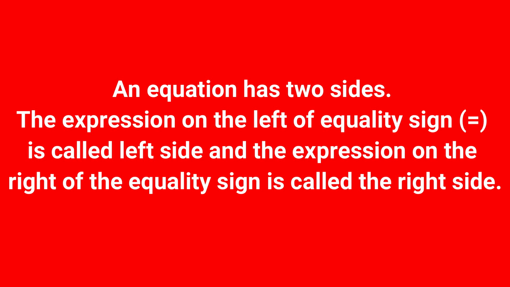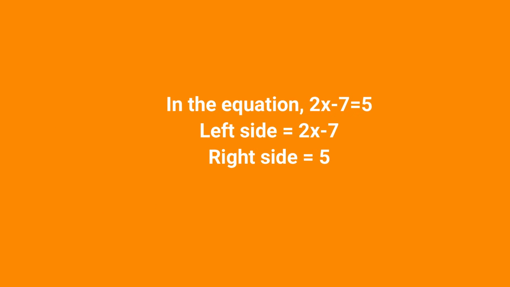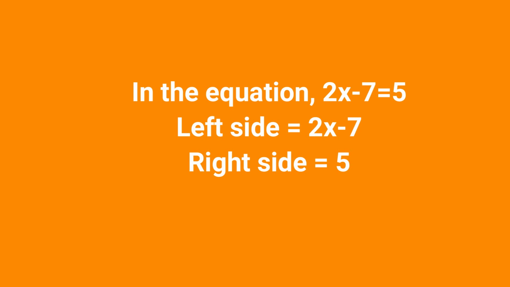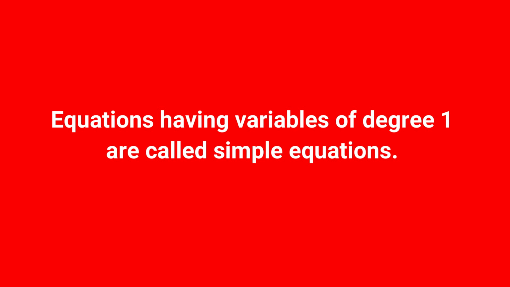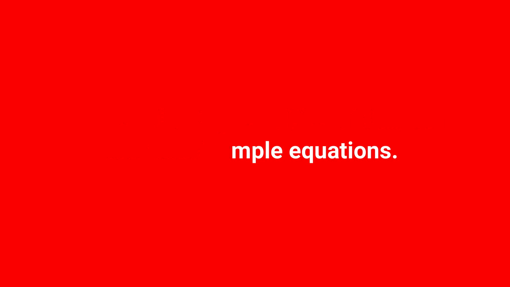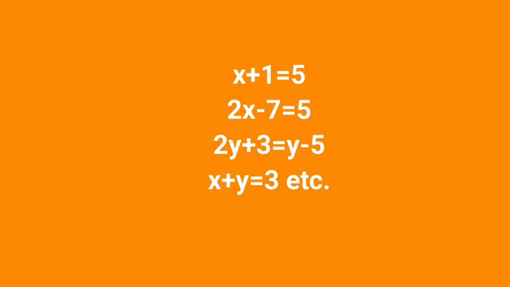The expression on the left of equality sign is called left side, and the expression on the right of the equality sign is called the right side. For example, in the equation 2x minus 7 equals 5, left side equals 2x minus 7 and right side equals 5. Simple equations. What are simple equations? Equations having variables of degree 1 are called simple equations. For example, x plus 1 equals 5, 2x minus 7 equals 5, 2x plus 3 equals y minus 5, x plus y equals 3, etc.